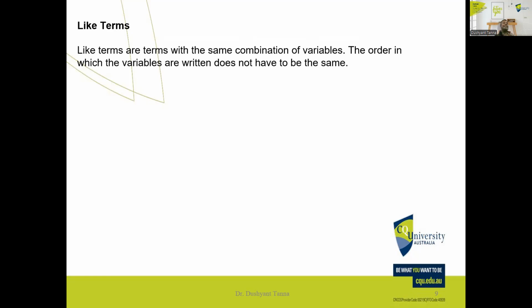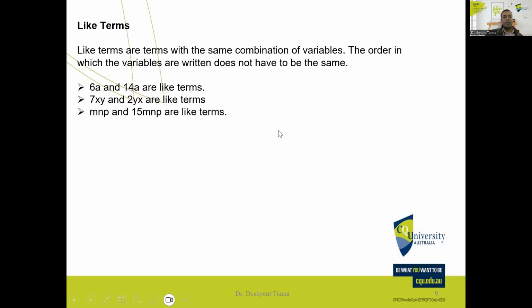So like terms can be added or subtracted or manipulated, right? And unlike terms, obviously, can't be combined rather than simplified, yeah? Right, so 6 and 14a are like terms. 7xy and 2yx, are they like or not? Yeah, because xy and yx are the same thing, yeah?